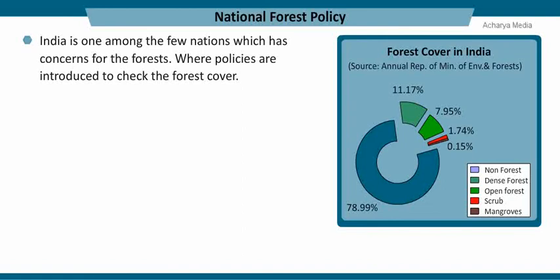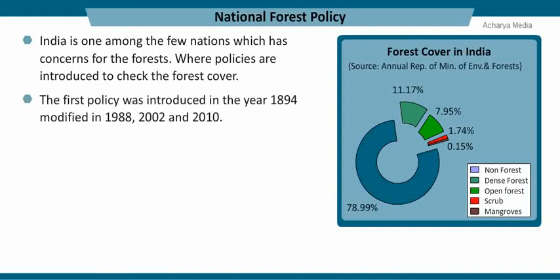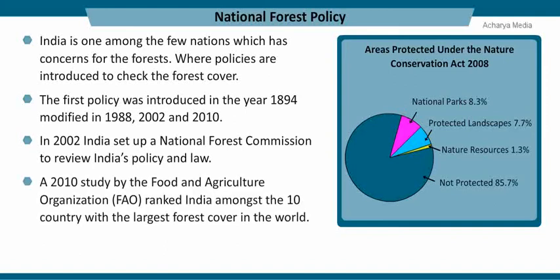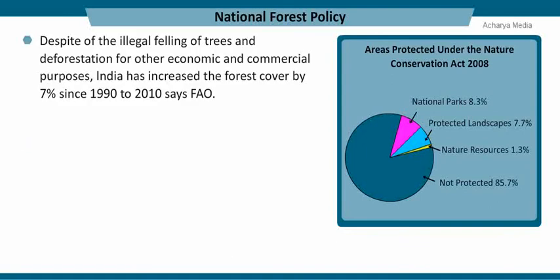firewood. National Forest Policy. India is one among the few nations which has concerns for the forest, where policies are introduced to check the forest cover. The first policy was introduced in the year 1894, and modified in 1988, 2002, and 2010. In 2002, India set up a National Forest Commission to review India's policy and law. A 2010 study by the Food and Agricultural Organization ranked India amongst the 10 countries with the largest forest cover in the world. Despite the illegal felling of trees and deforestation for other economic and commercial purposes, India has increased the forest cover by 7% from 1990 to 2010, says FAO.